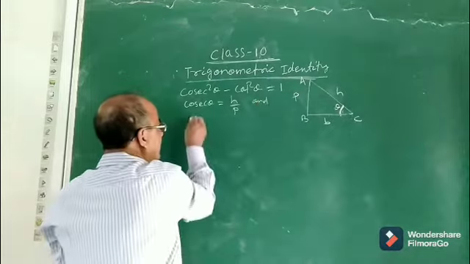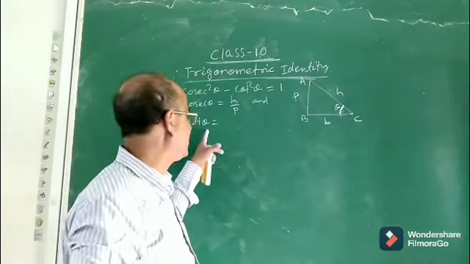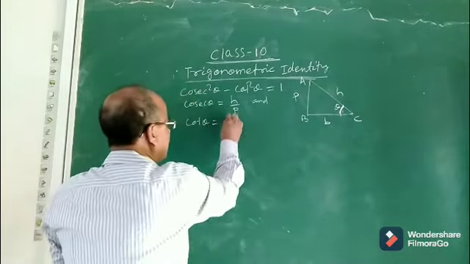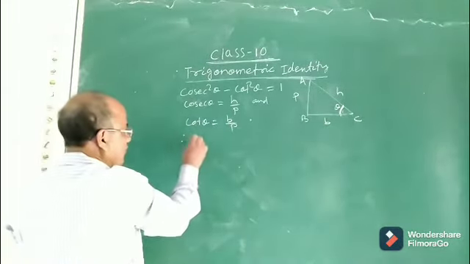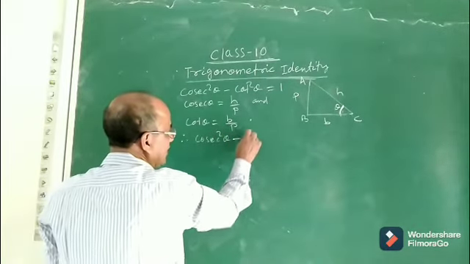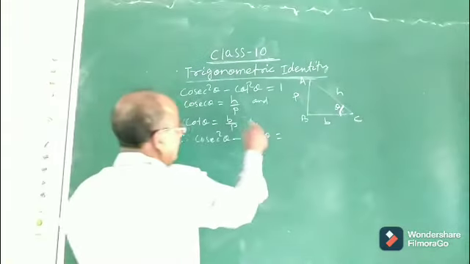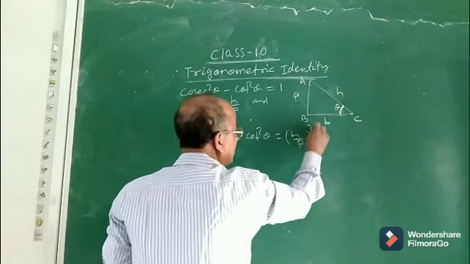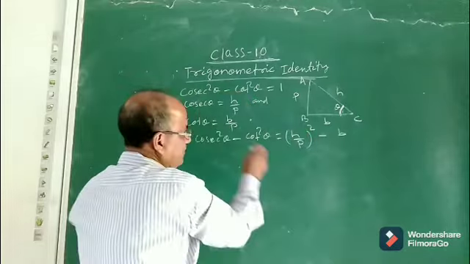And what is cot ratio? Cot ratio of an acute angle theta is the ratio of base by perpendicular, b by p. Now you take the square and take the difference. Therefore, find the square of both and take the difference. That is cosec square theta minus cot square theta. In place of cosec square theta, what do we have to write? h by p whole square. And in place of cot square theta, you take b by p whole square.